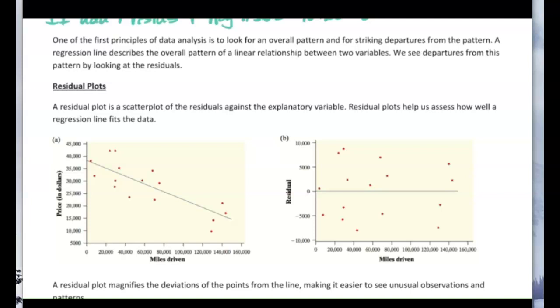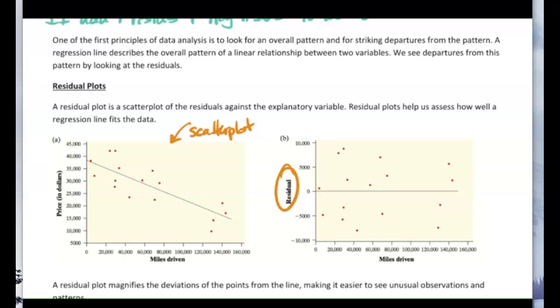On the left is the original scatter plot, the same one we've been looking at for miles and for price of the car. And then this one is called a residual plot. What they've done is they've taken every point, calculated its residual, and plotted it as a point on there. So let's show you what we mean.